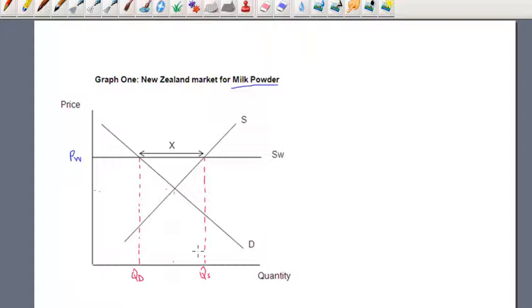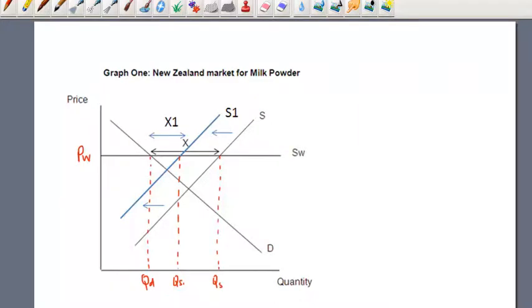Okay, let's take a look and see what happens with the impact of a drought. So what have we done here? There are a few things that have happened. As you can see, we've moved the supply curve to a new position, S1, and that reflects the fact that as a result of a drought, farmers can produce less milk. So the supply curve moves to the left.